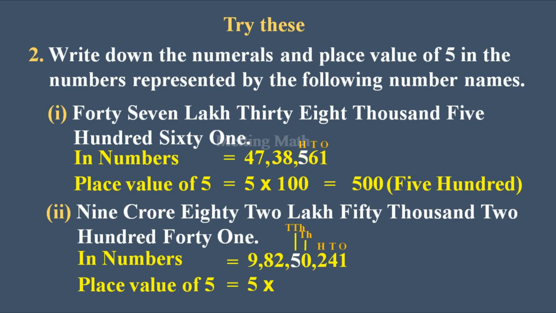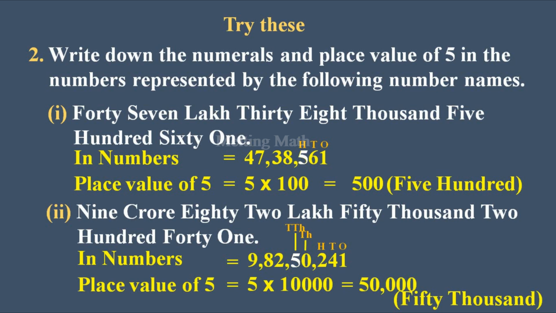How can you write 10,000? First write 10, then 1000 means there should be 3 zeros. So then write 3 digits of 0 with it. It is 10,000. Okay. So 5 into 10,000 is equal to 50,000. Okay. So the place value of 5 is 50,000 for this question. Okay. Are you clear about it?